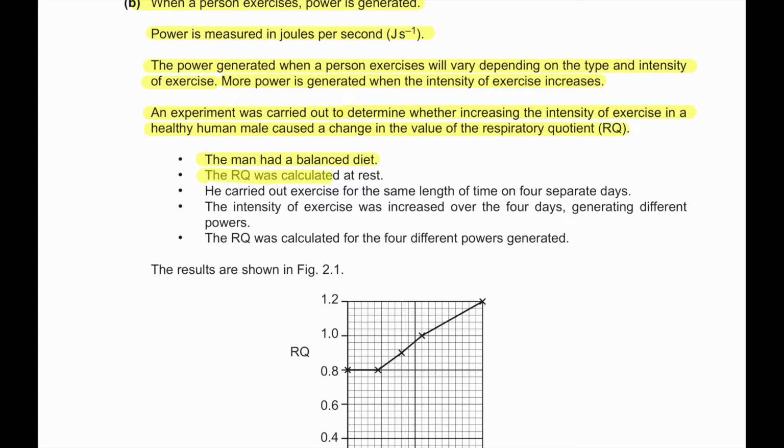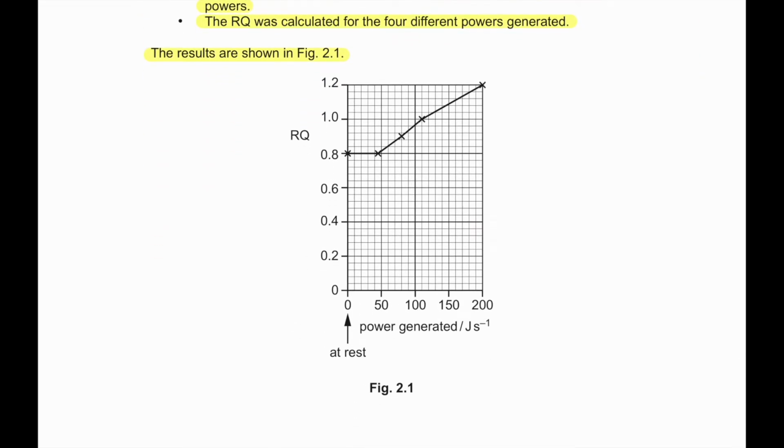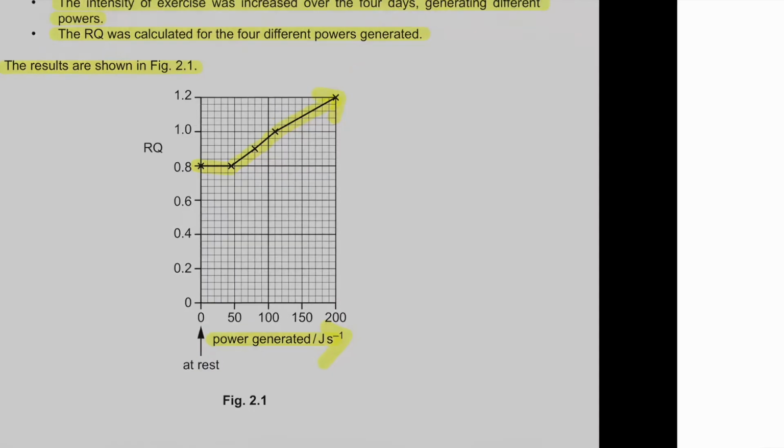The RQ was calculated at rest. He carried out exercise for the same length of time on 4 separate days. The intensity of exercise was increased over the 4 days, generating different powers. The RQ was calculated for the 4 different powers generated. The results are shown in figure 2.1. So we can see as power generated increases, RQ value also increases, goes beyond 1, and an RQ value greater than 1 indicates anaerobic respiration.